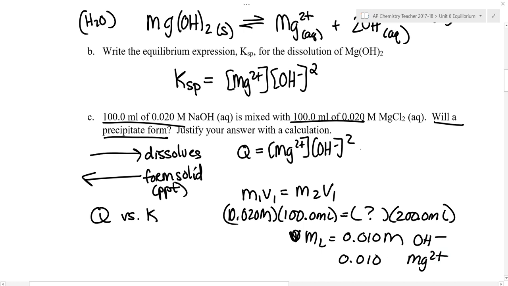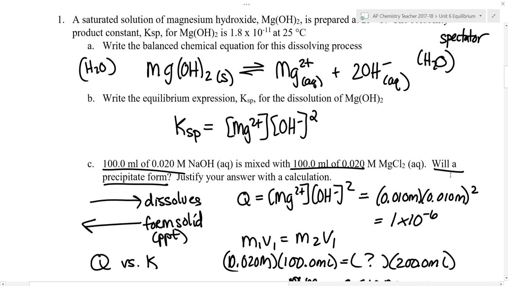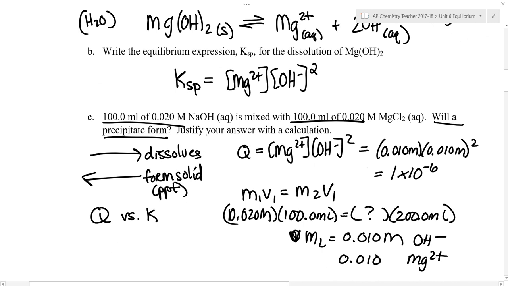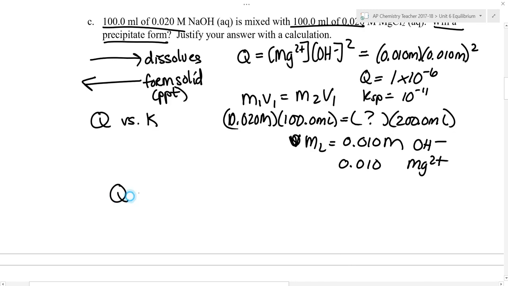So I'm going to go back and plug these values into my K expression in order to solve for Q. This is 0.01 molar, so is this 0.01 molar, and this gets squared. You end up with Q being 1 times 10 to the negative 6th. If you compare this to your K value, which is 10 to the negative 11, it looks like Q is greater than K, which means we have too many products, is one way I think of it. Remember, this is just a ratio of products to reactants.